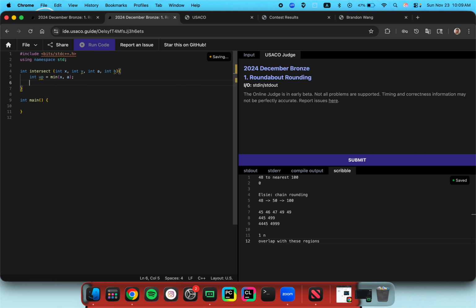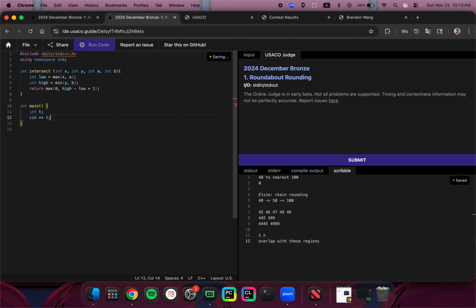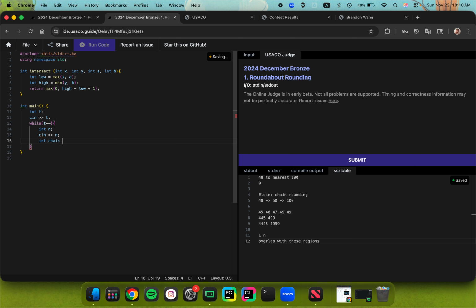So int main, this is our overlap function. Int t, cin t, and while t, int n, cin n. Here we're going to find the region. So chain low is equal to 5. Each time we're going to add 40, then 400, and then 4,000. Chain high is equal to 5, and answer is equal to 0, exponent is equal to 1.